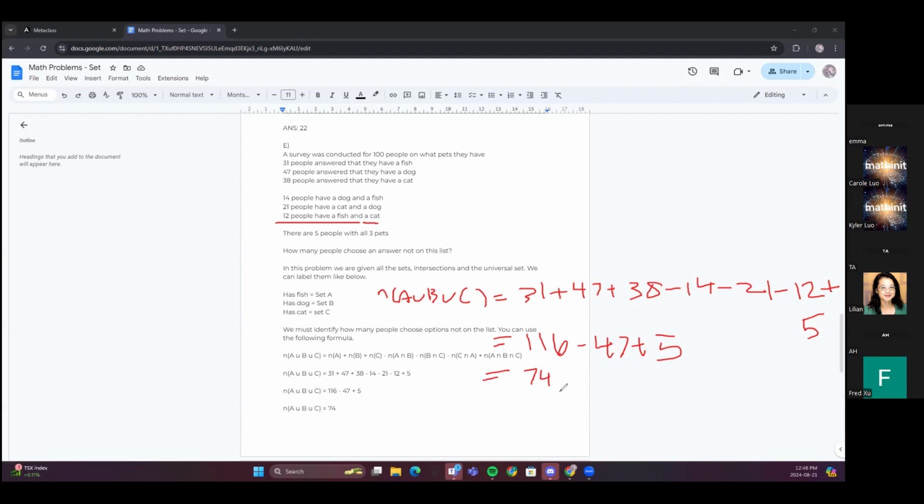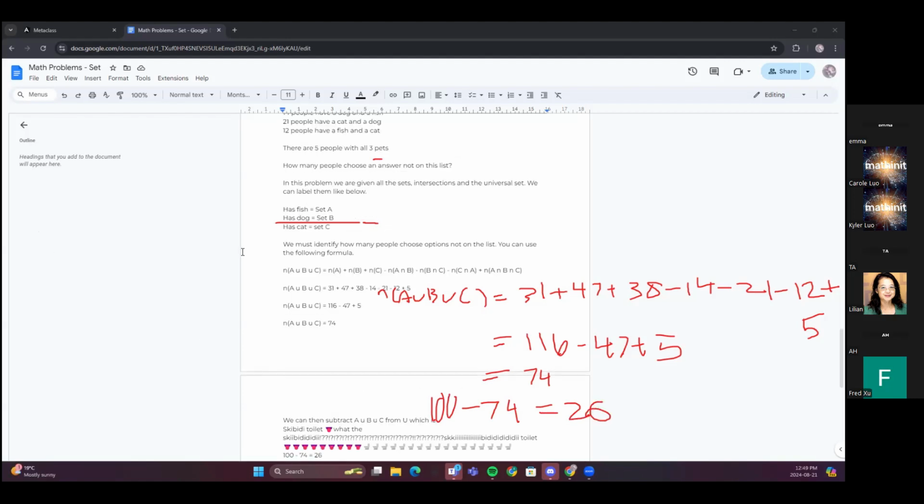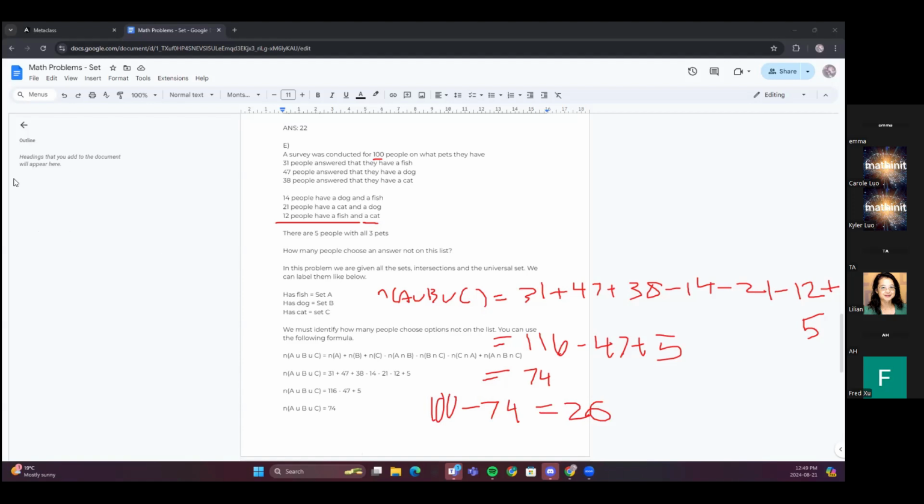So now we know that the amount of people that did pick an answer on this list is 74. We can find how many people did not choose an answer on this list by subtracting it from the universal set, which is 100. So 100 minus 74 is equal to 26. So there are 26 people who didn't choose an answer on this list. Are there any questions?